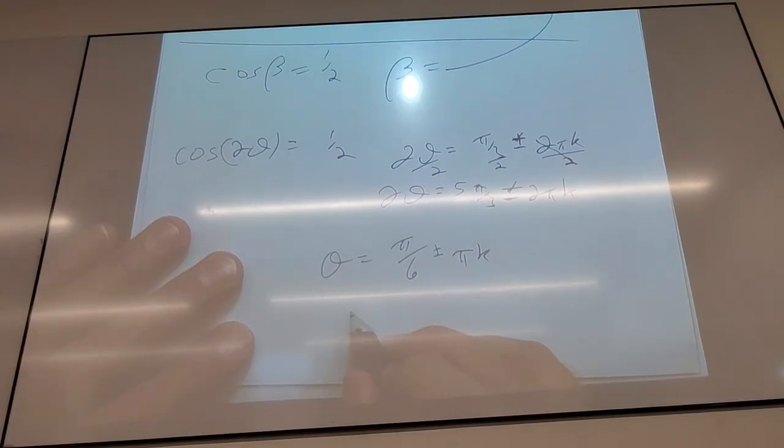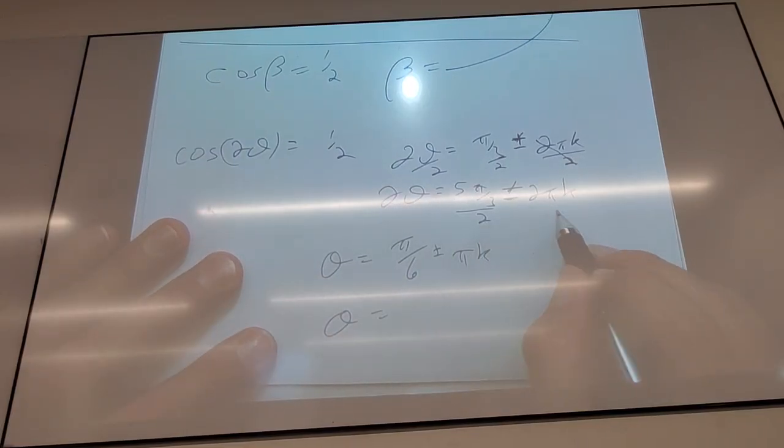Pi k. And then this one, divide by 2. 5 pi's cut in thirds, cut in half, so it'll be 5 pi over 6. The 2's cancel again.